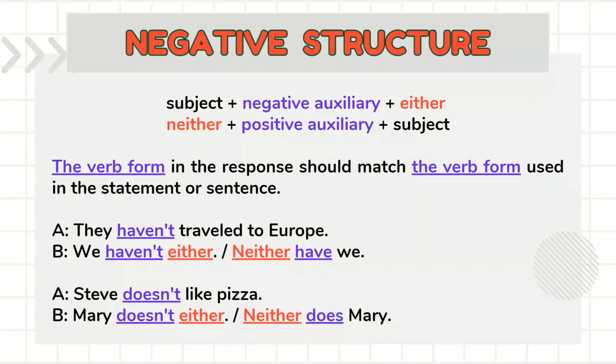Again, we have the same examples, the first one in present perfect and the second one in simple present, but in negative. They haven't traveled to Europe. So what are the possible answers? We haven't either, or neither have we. In simple present, Steve doesn't like pizza, and the possible answers: Mary doesn't either, or neither does Mary.